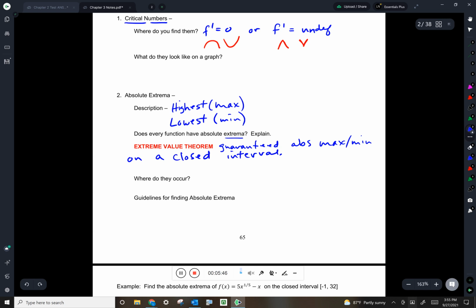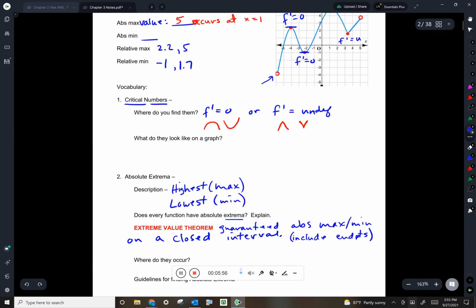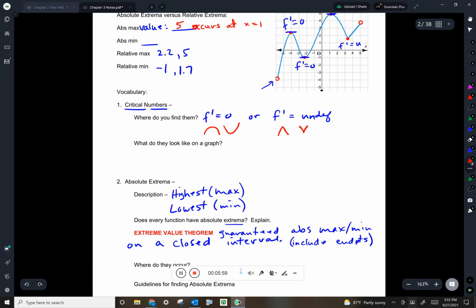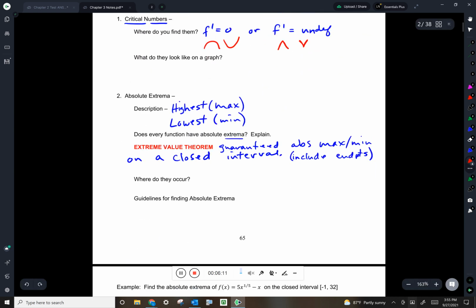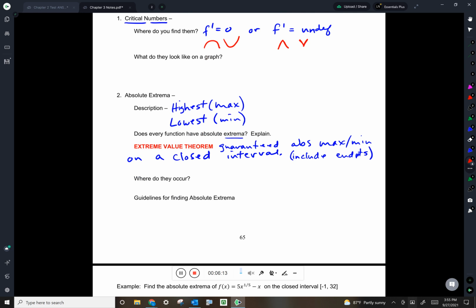And by closed interval, that means you include the endpoints. So the one that I have up above was not a closed interval because we did not include the endpoints. But if I changed it, if I went up to the top and said, okay, that's not a hole, that's going to be a solid dot, and that's not a hole, that's going to be a solid dot, now you're guaranteed an absolute max and an absolute min. Yes, it's a theorem, but we don't usually refer to it as the theorem. We just know that you're guaranteed an absolute max and an absolute min if you have a closed interval.